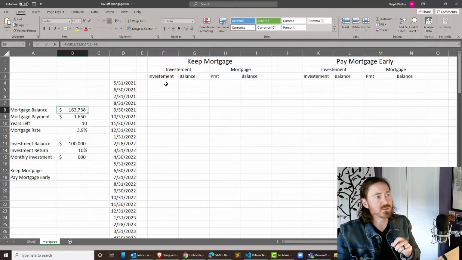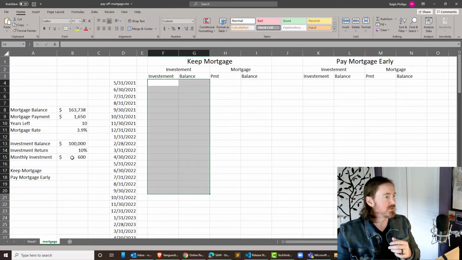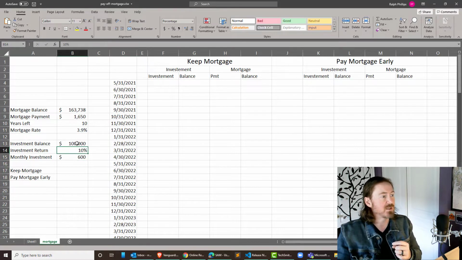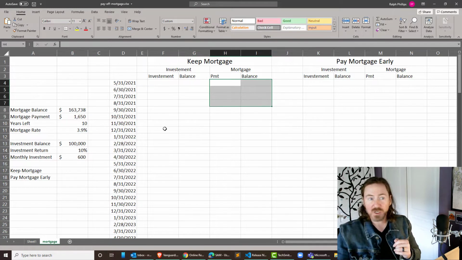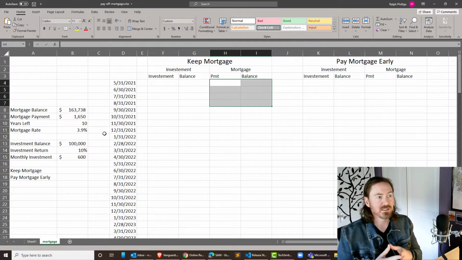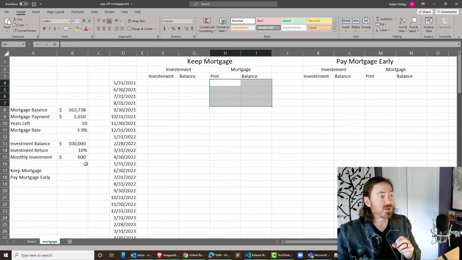So this is going to assume that we're going to be adding to our investment account, and in this example, $600 a month at 10%, and we already have $100 grand. But also we're going to be keeping our mortgage for the remaining 10 years, and we just want to see how that impacts the balance. Later on, we'll compare that to what happens if we take all of our investment money and pay off that mortgage early or use some other sources, and see how that can impact our ending balance. All right, well, let's get to it.